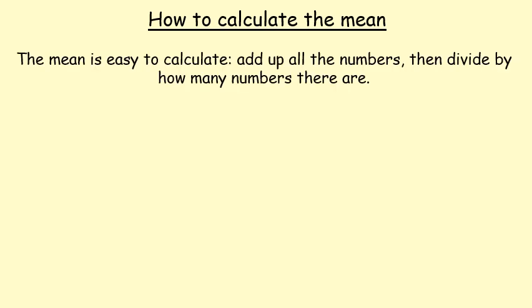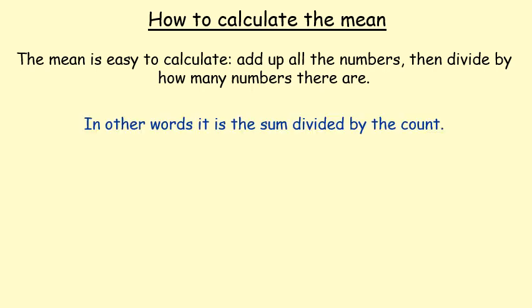Okay, so we're really focusing on how to calculate the mean today. The mean is our third type of average. Remember, the range is a measure of spread. It's not officially an average, but we do use it to comment on data. So the mean. The mean's easy to calculate. All you do is add up all the numbers you've got and then divide by how many numbers there are. You may remember this from previous years in school. If you don't, worry, we're going to spend lots of time with it today. In other words, it's the sum divided by the count.